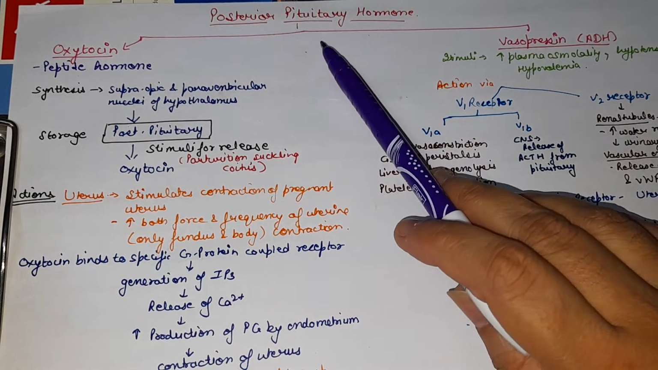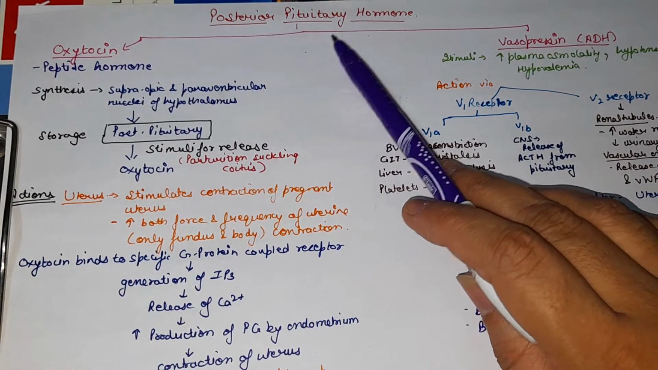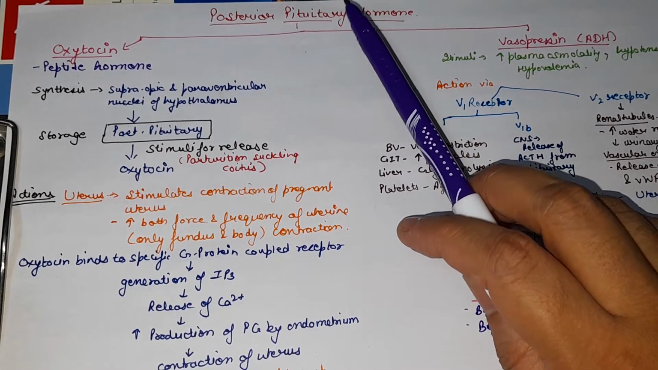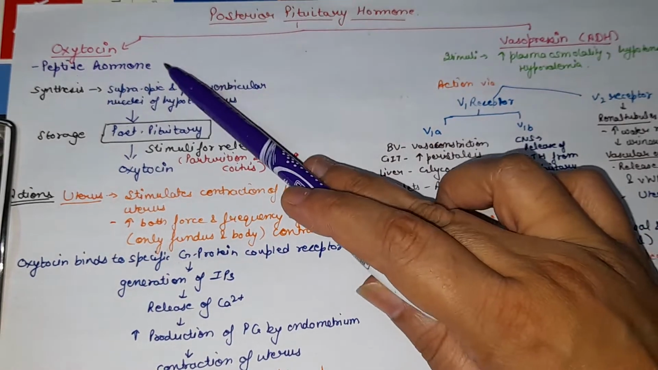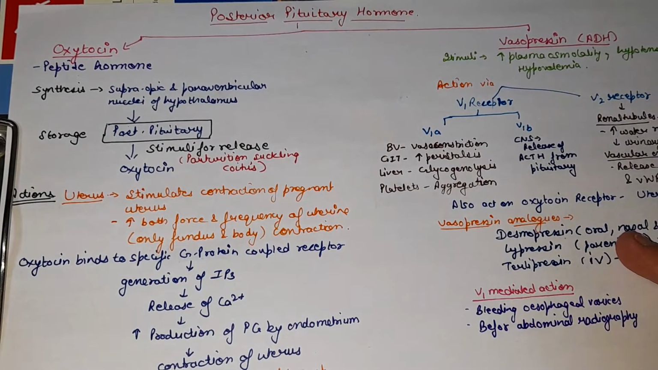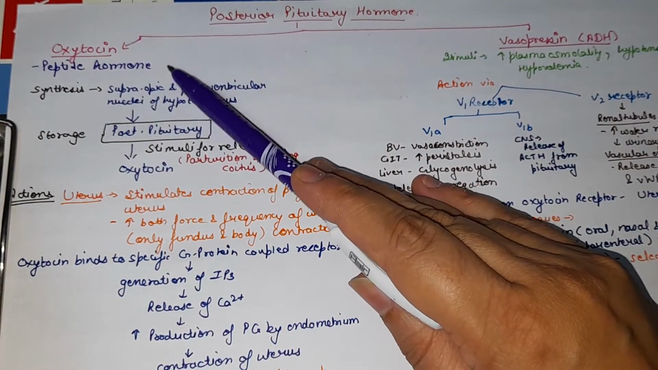In today's topic, we will discuss hormones which are secreted from the posterior lobe of the pituitary gland. There are only two hormones which are secreted from the posterior lobe of the pituitary. One is oxytocin and another is vasopressin, the antidiuretic hormone. Now about oxytocin. Oxytocin is a peptide hormone.